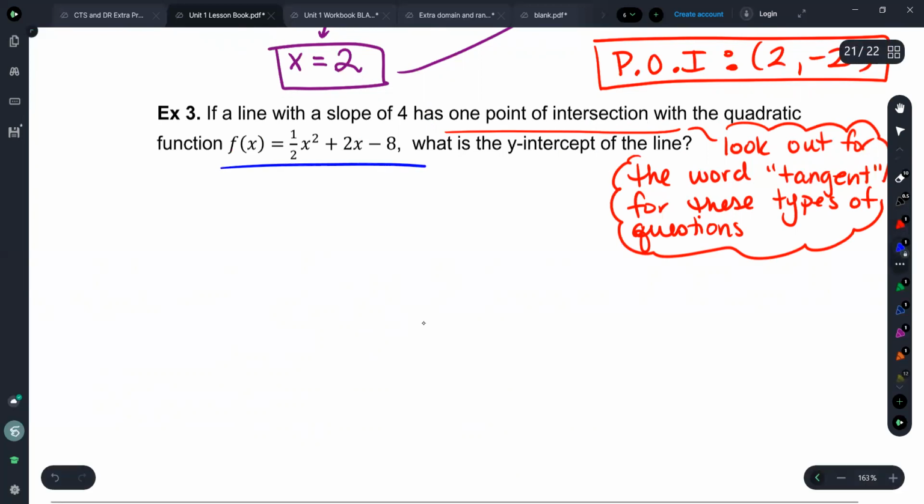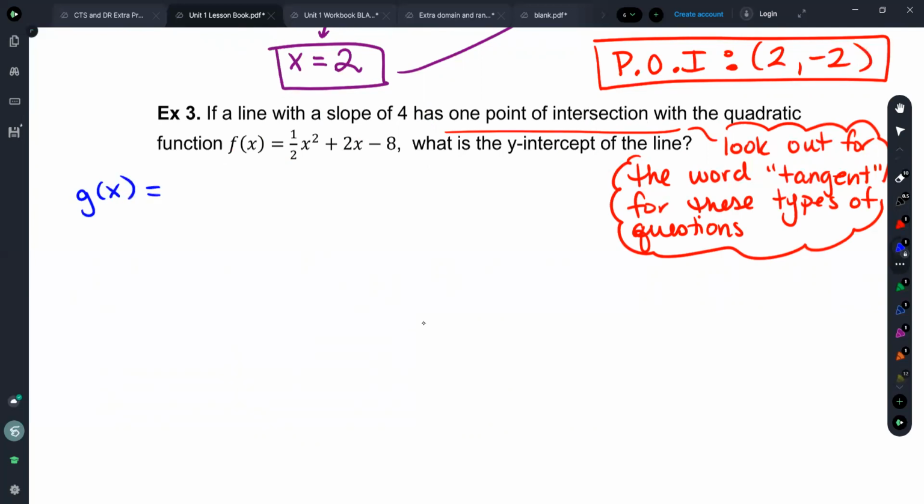All right, so I have the equation of the quadratic. I know the slope of the line. So if we were to call the line g of x, what's the equation of a line? Usually we say y equals, but Maya? Y equals mx plus b. So what is the slope part of that then?